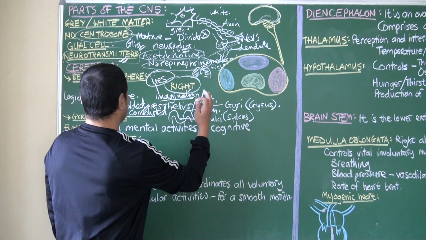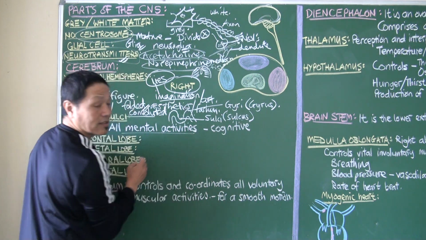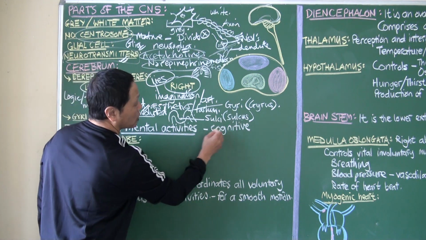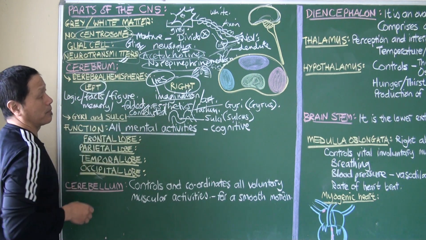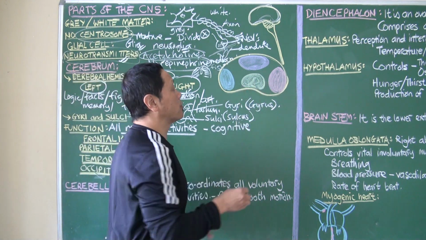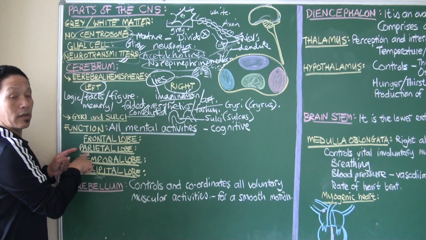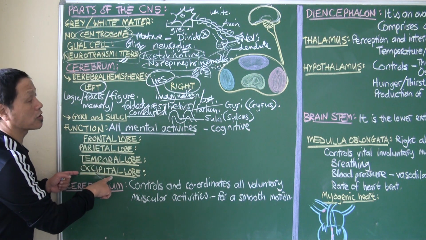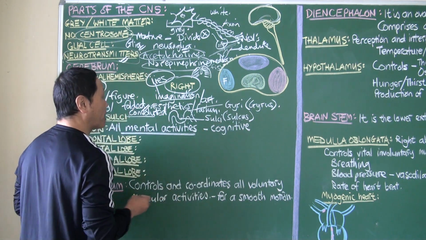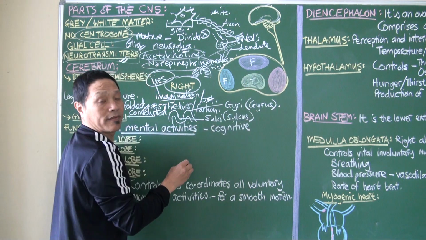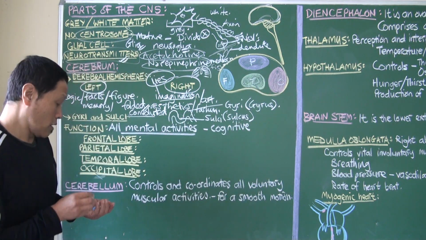Now the work of the cerebrum is all mental activities or cognitive activities. All mental activities are controlled by the cerebrum. I've divided the cerebrum into 4 different parts: frontal lobe, parietal lobe, temporal lobe, and occipital lobe. So the frontal lobe is this one: frontal lobe, parietal lobe, temporal, and the occipital. Okay, and each of these has different functions.